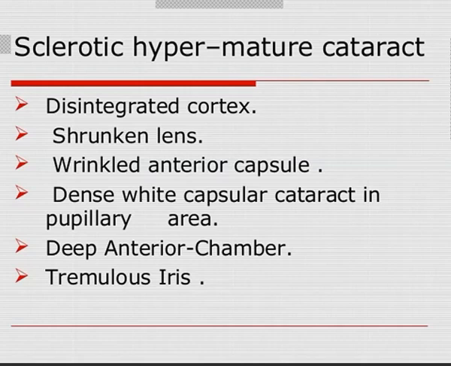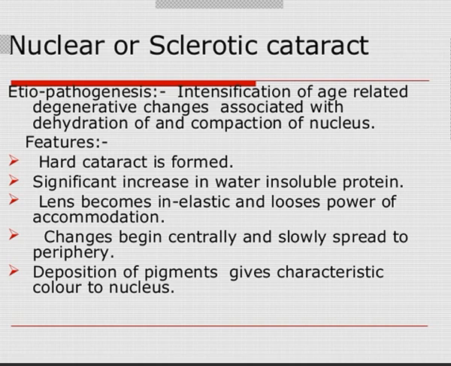anterior chamber and a tremulous iris, because it does not have the proper support of the zonules which are present at the equatorial region of the lens. Because the lens is shortened, it leads to the tremulous iris. Now the nuclear sclerotic cataract.